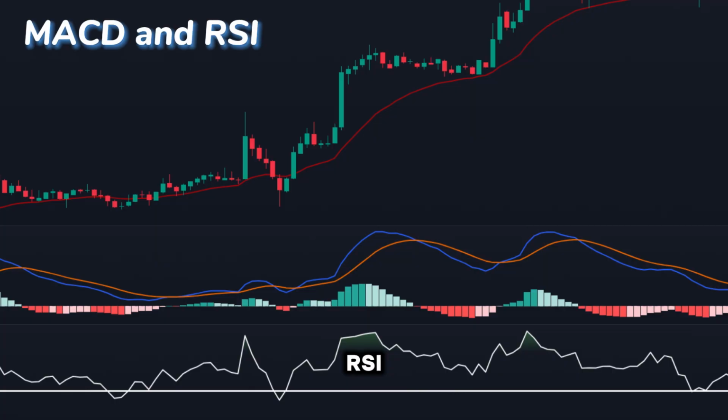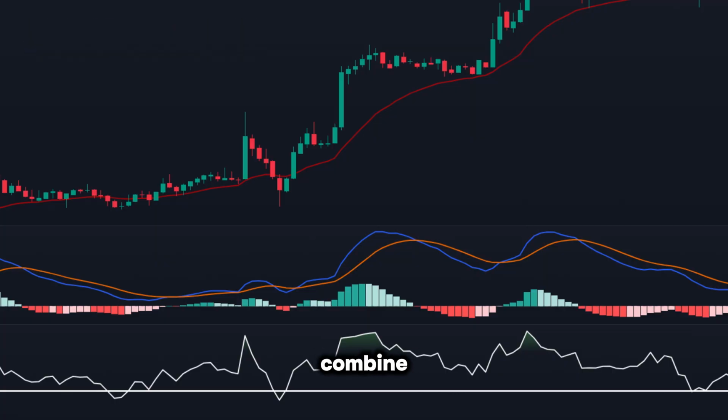MACD and RSI strategy. Let's see how to combine MACD and RSI. Here's a 15-minute chart with the 20 EMA applied. It's important to note that when analyzing a 15-minute chart, traders should first check the 1-hour or 4-hour charts to confirm the market direction. Looking at the chart.